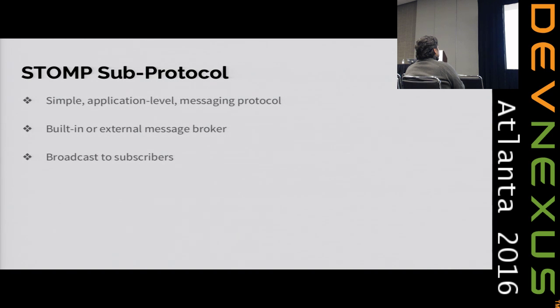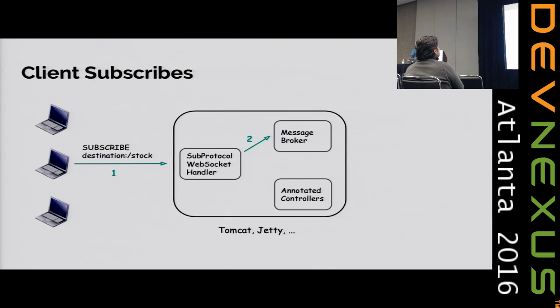So WebSocket actually has a sub-protocol mechanism which allows you to use a proper application-level messaging protocol on top. And we've picked STOMP, which is quite suited for this. It allows you to have a message broker. So now you can actually take subscriptions from clients, and then you can broadcast to relevant subscribers. So it gives you that kind of functionality.